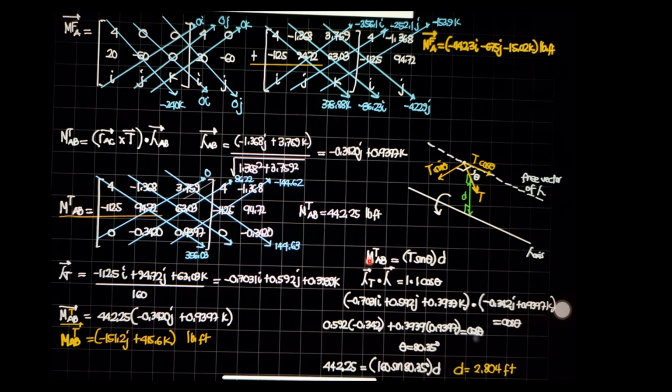So moment of the tensile force about AB is equal to this component of the tensile force, T sine theta times D. So the unknown here, we have to find this perpendicular distance D here, and this theta here. And as I said, this angle between two vectors can be obtained by dot product. So I can use the unit vector of the tensile force dotted with the unit vector of the axis, and the result is magnitude of the unit vector of the tensile force, which is 1, unit vector of axis 1, then cosine between them, cosine theta.